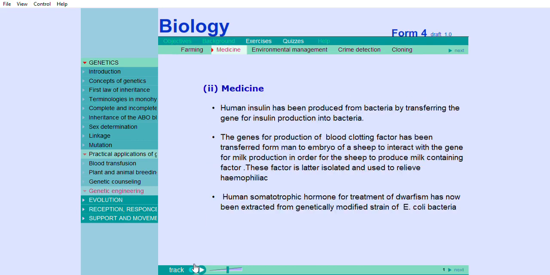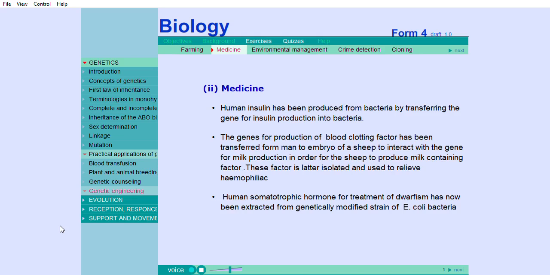Medicine. Human insulin has been produced from bacteria by transferring the gene for insulin production into bacteria. The gene for production of blood clotting factor has been transferred from man to the embryo of a sheep to interact with the gene for milk production, in order for the sheep to produce milk containing the factor. This factor is later isolated and used to relieve hemophilia.